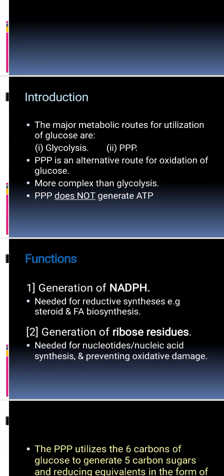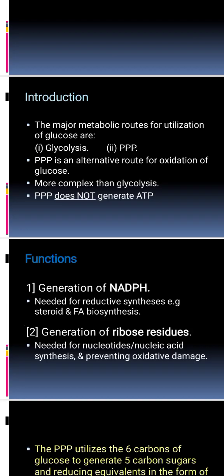Okay, let's have a small introduction about the pentose phosphate pathway. Generally, you know that the major metabolic routes for utilizing glucose are glycolysis and pentose phosphate pathway. So, from this sentence, you will know that pentose phosphate pathway is an alternative route for oxidation of glucose. So, the other route for oxidation of glucose is pentose phosphate pathway. You know glycolysis, of course.